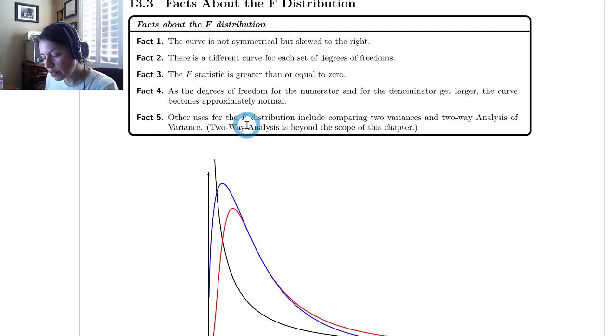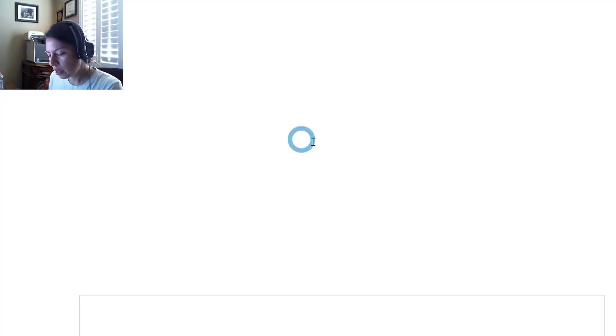Other uses for the F distribution include comparing two variances and two-way analysis of variance. Two-way analysis is beyond the scope of this chapter, so we're only going to be using one way. Even if you go to the data analysis tool in your Excel spreadsheet, you will see one way and two-way, or one factor and two factor. In this class, you'll have one factor. When you get a little further, like in your research methods course, then you'll probably move into a two-factor method.